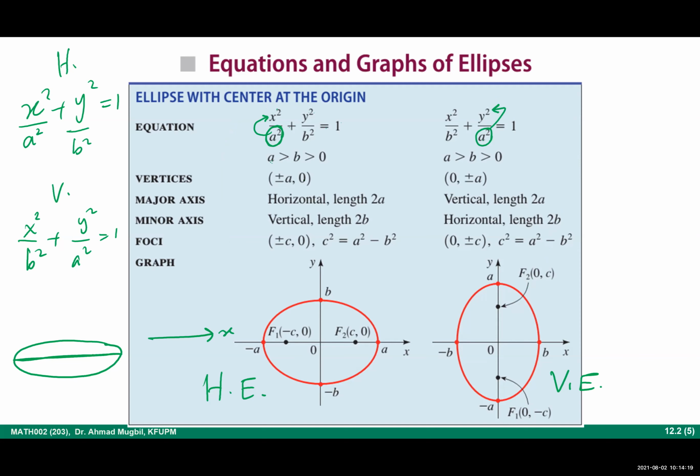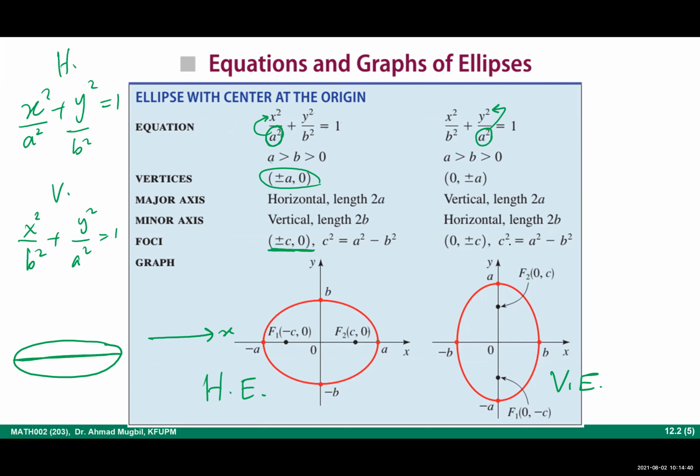Regarding the vertices, guys, if it is horizontal, they will be on the x-axis, so they will be what? A and 0, negative A and 0. The same, the foci will be C and 0, negative C and 0. In the case of the vertical ellipse, it will be 0 and A, 0 and negative A, and 0 and C, 0 and negative C.